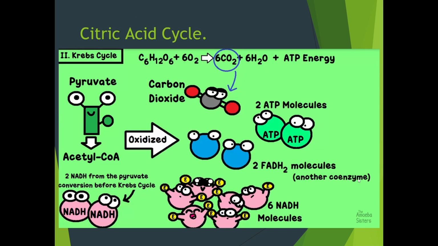So by the end of the Krebs cycle, we have converted pyruvate to acetyl-CoA. Then we sent it through the Krebs cycle, or citric acid cycle, and generated not only carbon dioxide, but energy in the form of ATP, as well as a lot of electron carriers. And we're going to use these electron carriers in the electron transport chain.